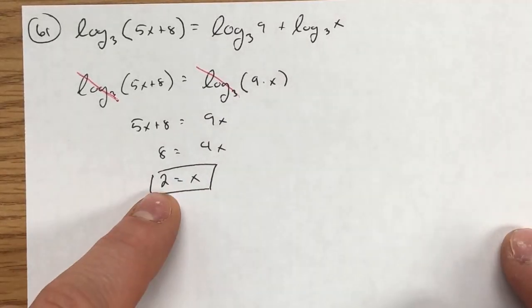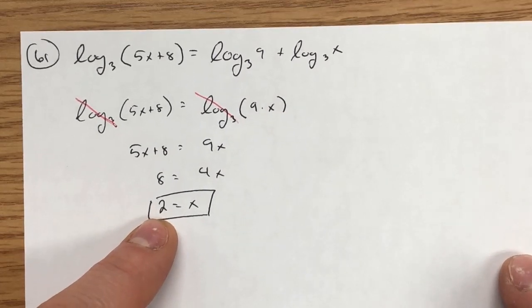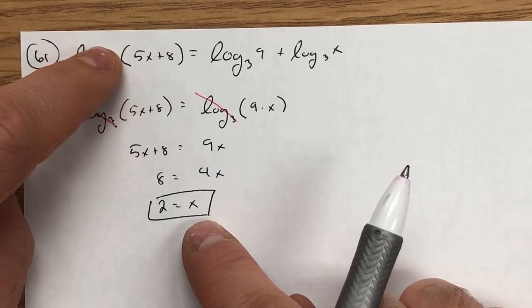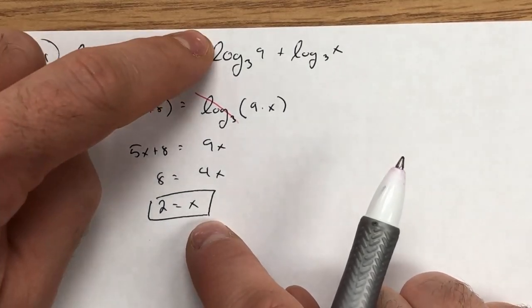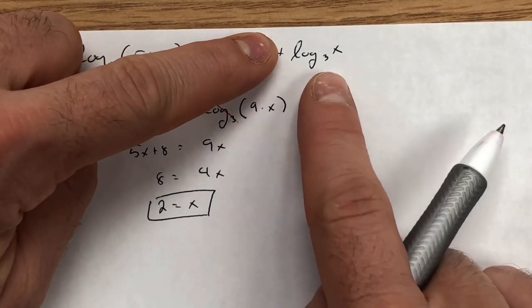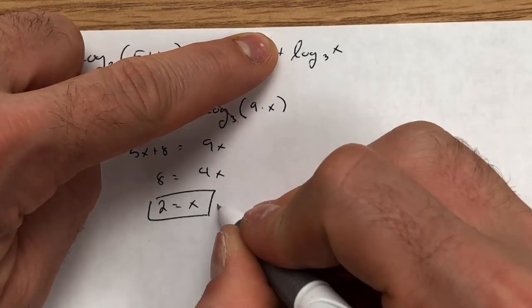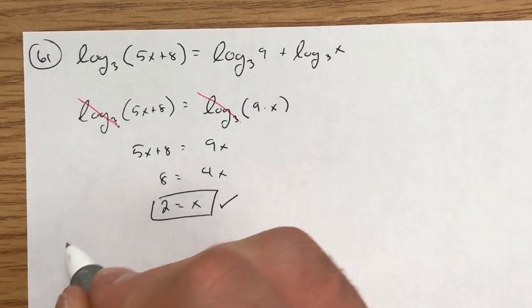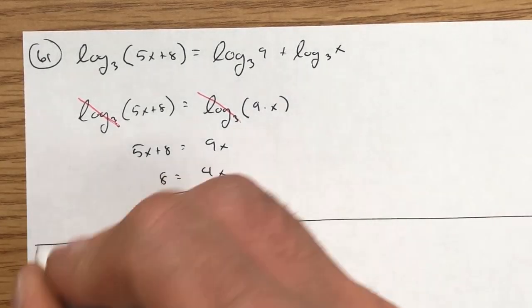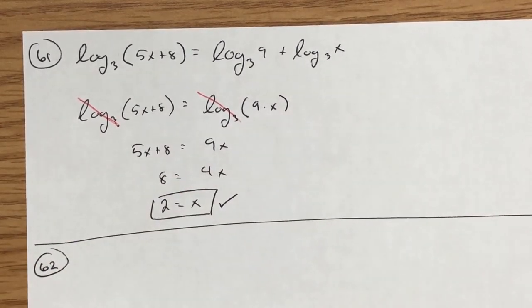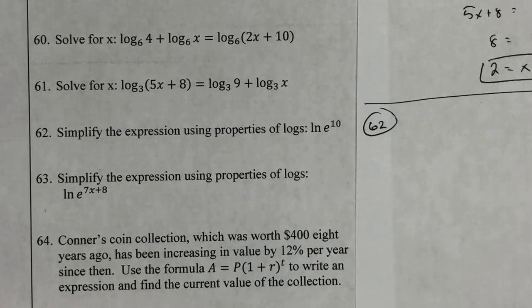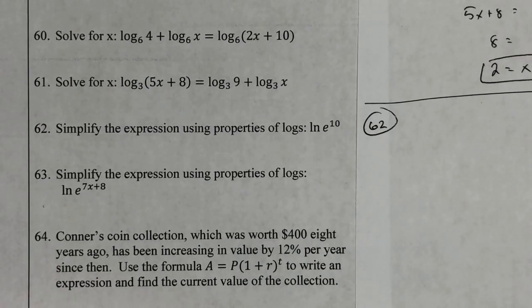And again, with logs, we always want to go back and double check, make sure our answers make sense. Are they all positive? 5 times 2 is 10, plus 8 is 18. That's good. No issue here. Log base 3 of 2, that's a positive number. That's good. Awesome. So that is a valid answer. That's 61. Let's take a quick look at 62. Okay. Simplify the expression using properties of logs. I have the natural log of e to the 10th power.